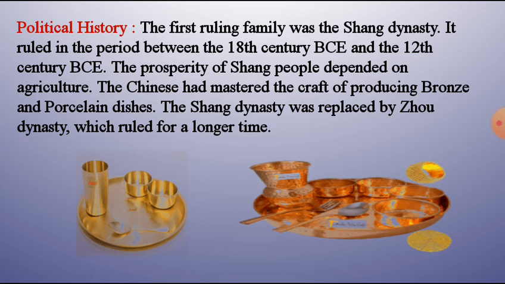In the Shang dynasty, the prosperity of people depended on agriculture. They had new methods and modern techniques to improve agriculture. They were also good at craft production. That is, they used bronze and porcelain dishes. The dishes were made like glass. You must have seen China dishes, the printed glass type of dishes, which had a modern design on them. This was famous, and the Shang dynasty was replaced by the Zhou dynasty, which ruled for a longer time.